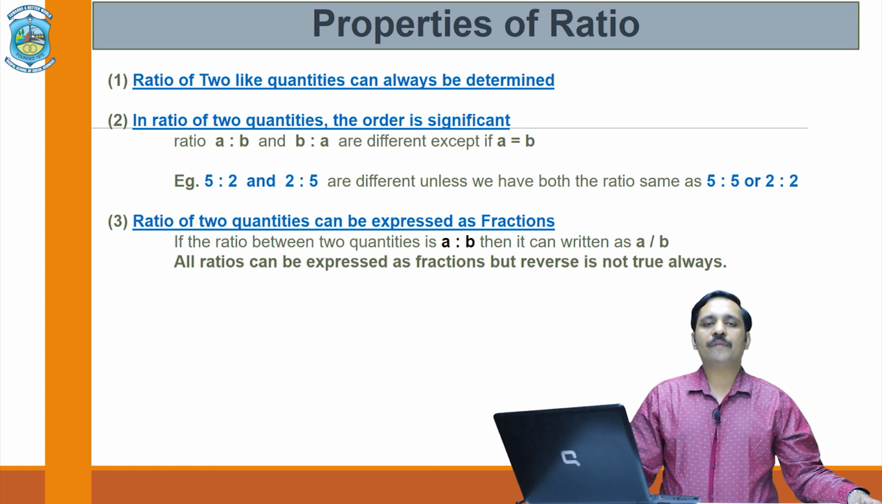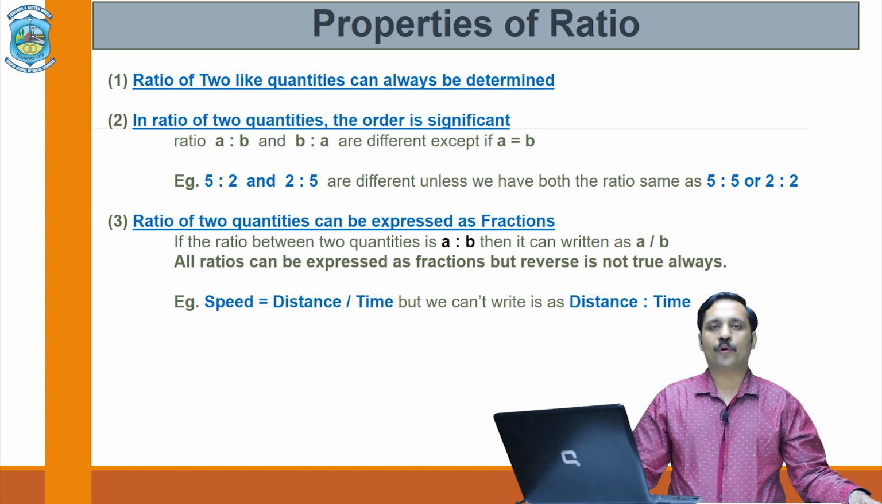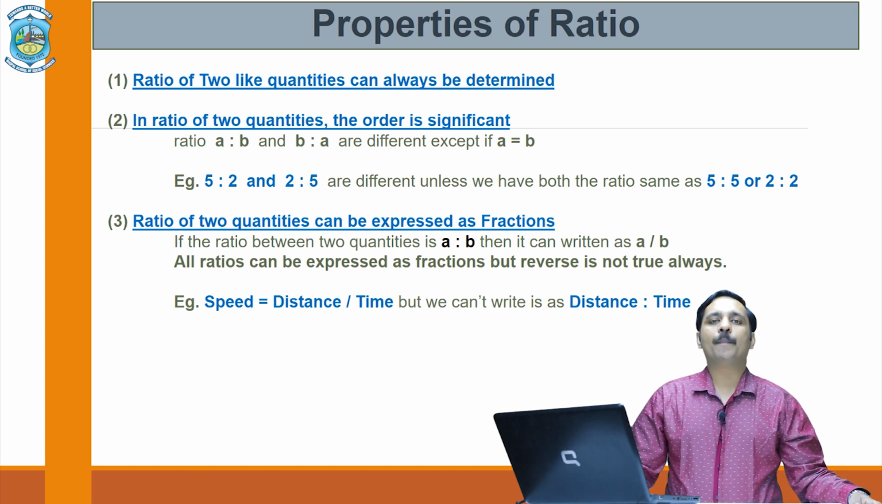For example, we have a relation as speed is equal to distance upon time. Now we can write it in terms of fractions like distance upon time, but we cannot write it as distance is to time. Why? Because for ratios, the type of the quantities should be the same. Here distance and time are both different entities, so we cannot represent this fraction as a ratio. This type of fraction is known as a rate, or we can say that speed is nothing but the rate of change of distance with respect to time.